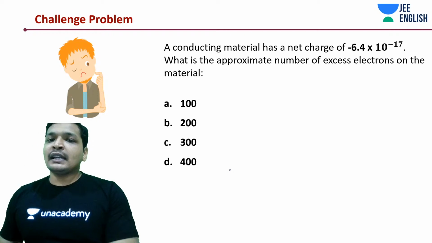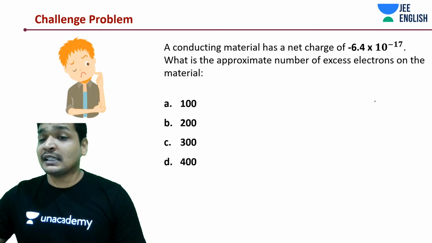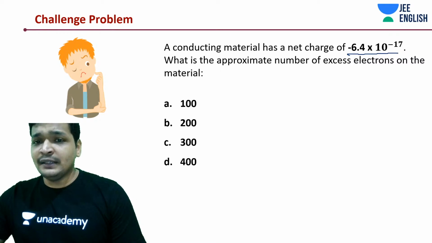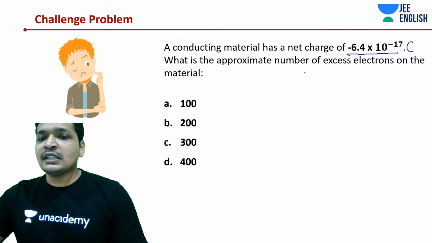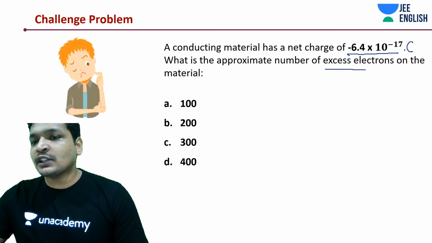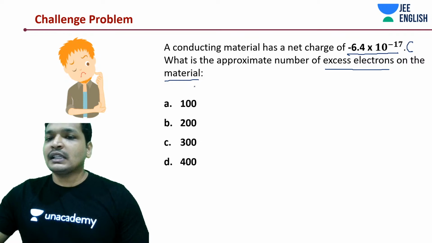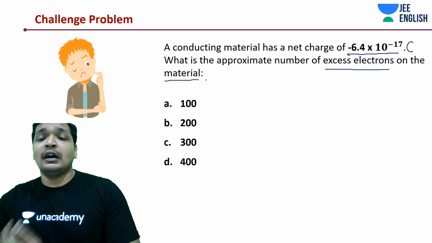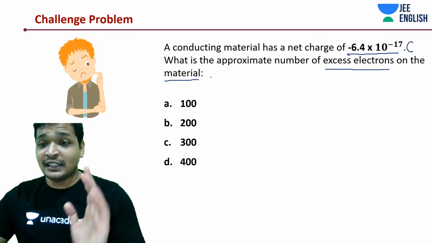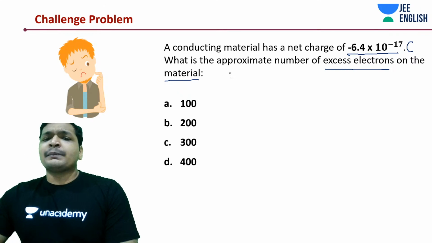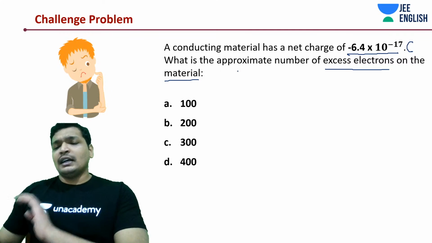A conducting material has a net charge minus 6.4 into 10 to the power minus 17 coulombs. So this should be coulombs. And what is the approximate number of excess electrons on the material? Okay, this is a very simple one. How would you do this?